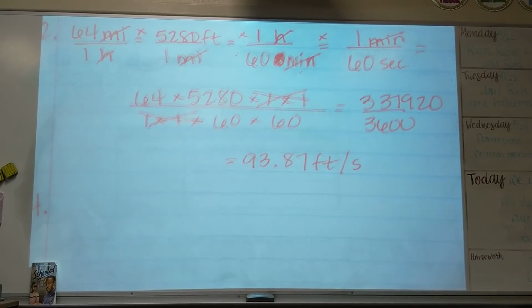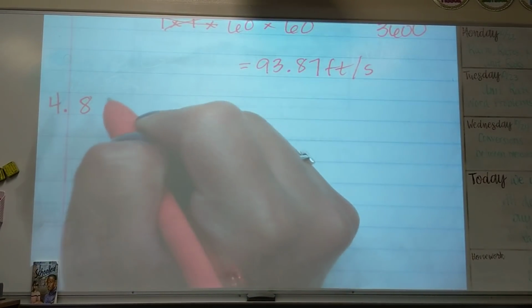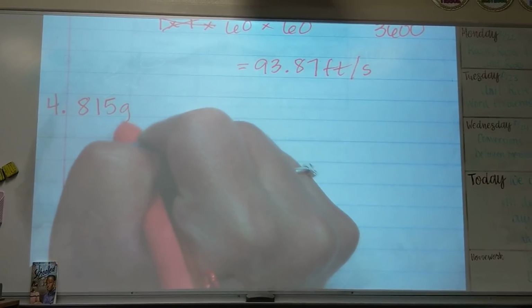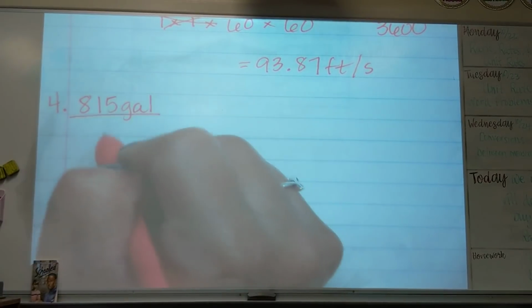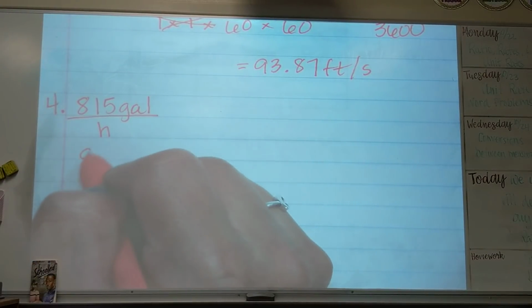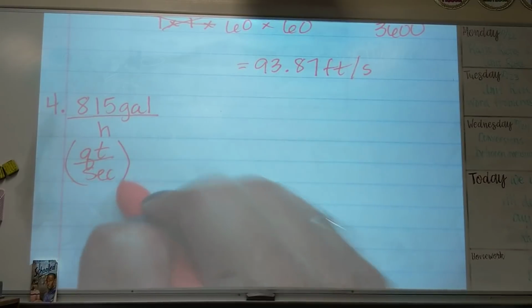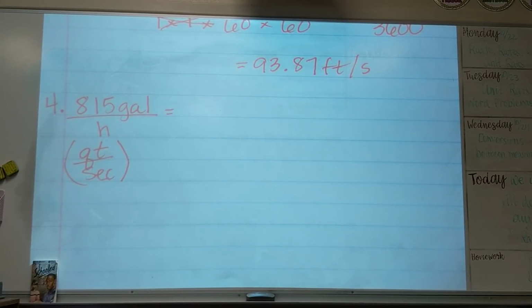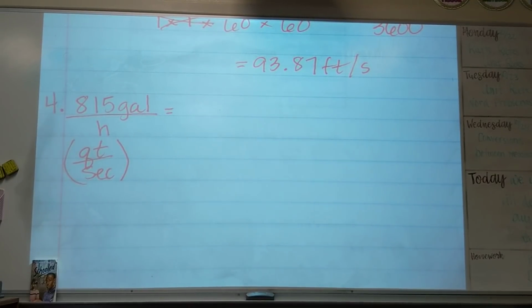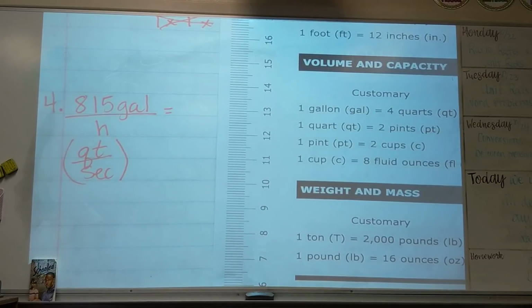Alright, so let's look at number 4. We have 815 gallons to hours. Okay, and it says we are trying to change it to quarts to seconds. Okay, that's our end game. Alright, so let's look at our formula chart and see what we can do. So we're going gallons to hours.